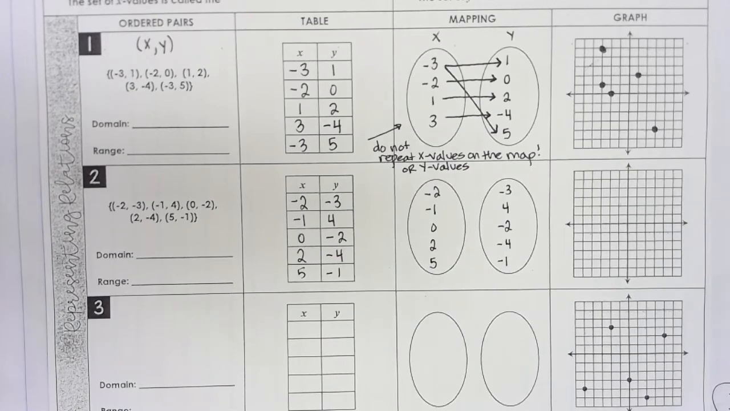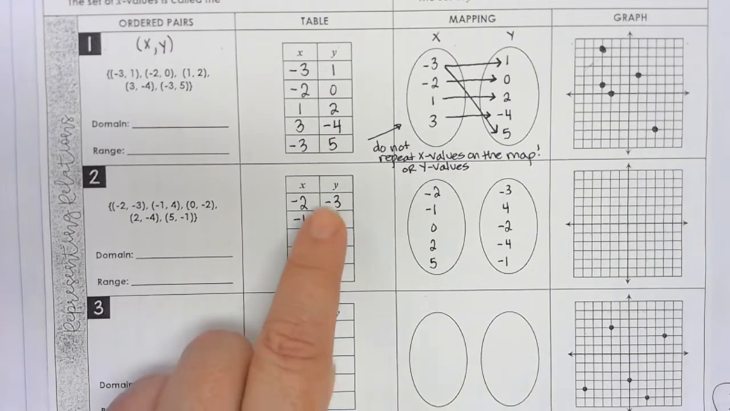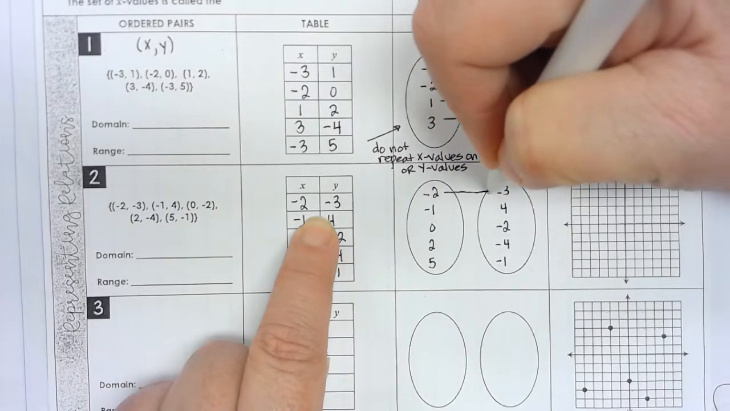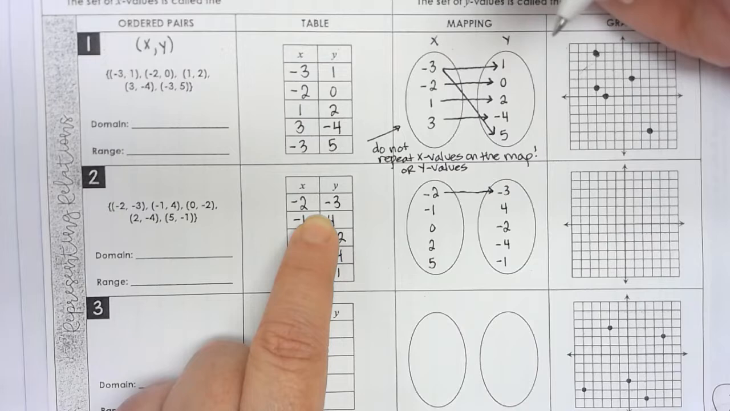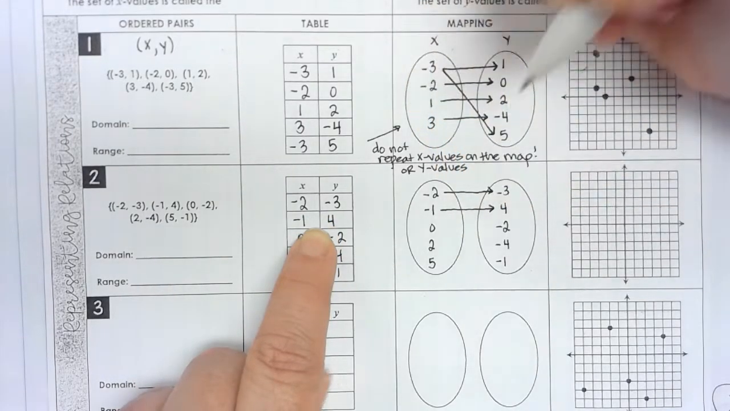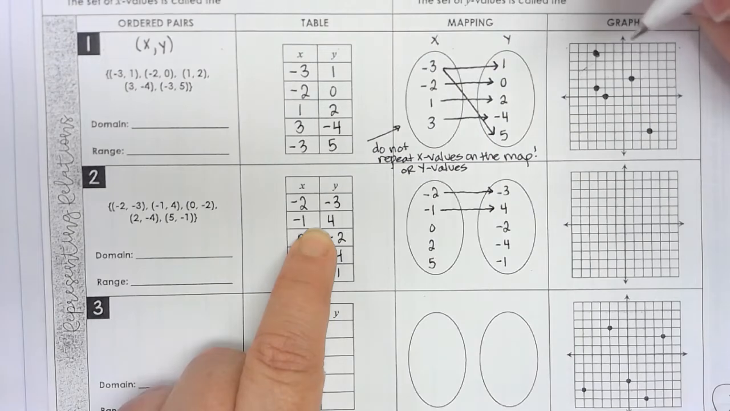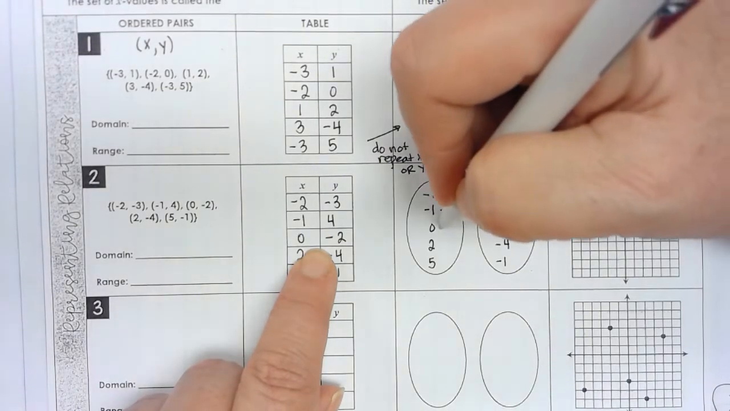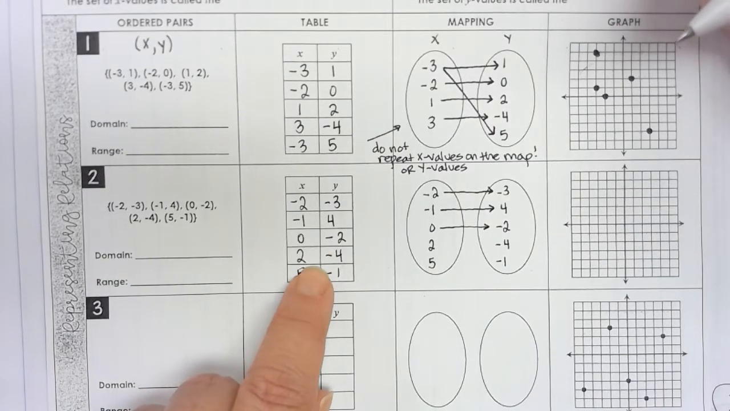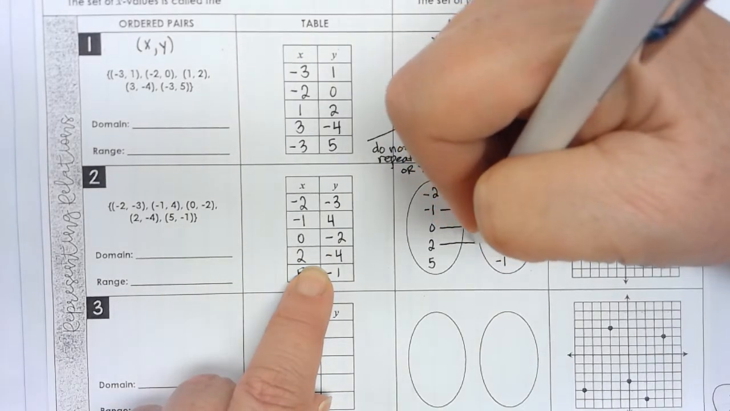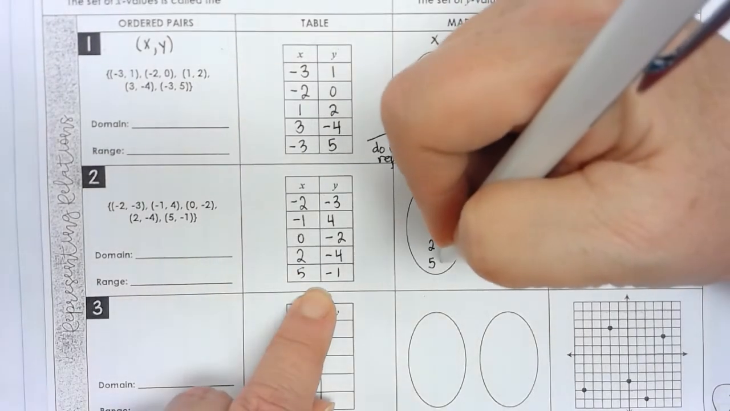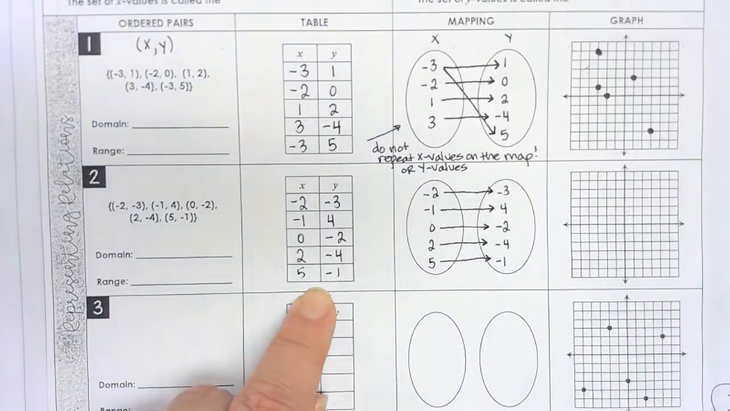And to finish the map, you draw your arrows to connect them. And since none of these are repeated, they're all just going to go straight across. -2 goes to -3. -1 goes to 4. 0 goes to -2. 2 goes to -4. And 5 goes to -1.